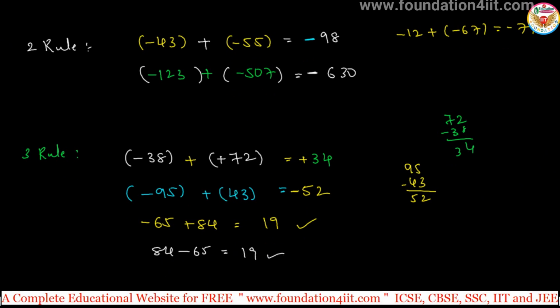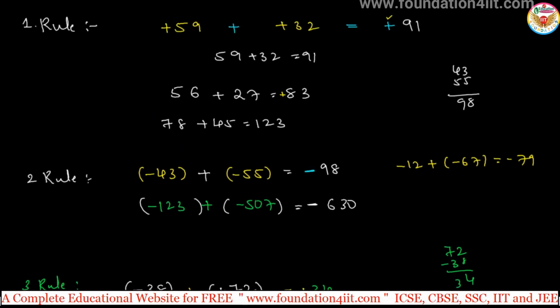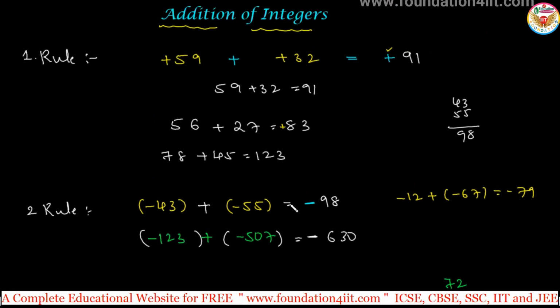So these are the basic three important rules whenever you want to do addition of integers: both positive, both negative, or one positive and one negative. Next, let us see the subtraction of integers with a similar concept.